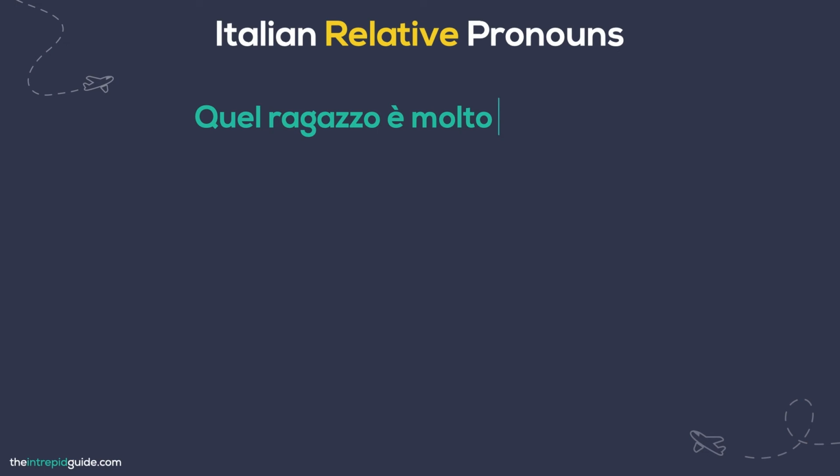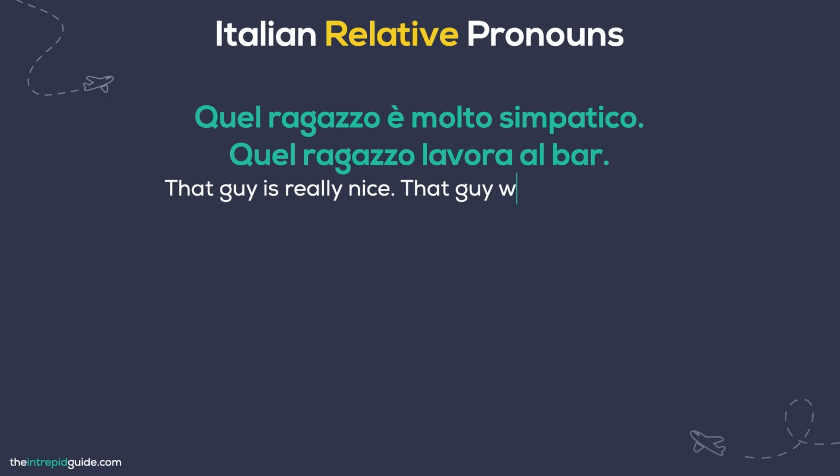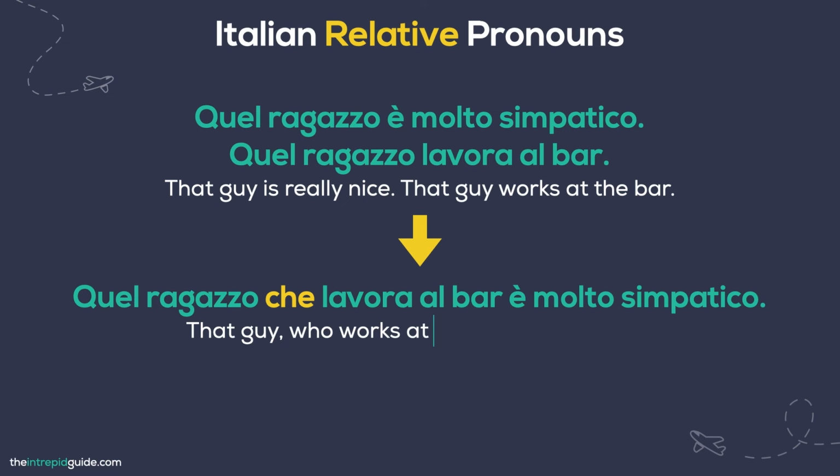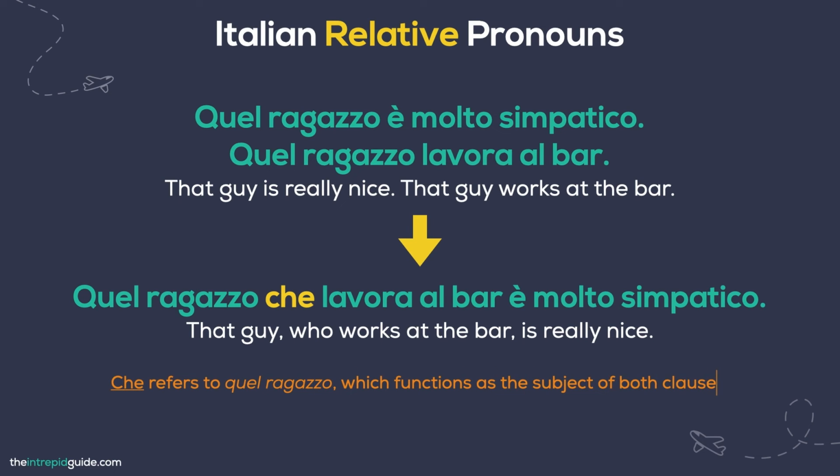Now let's take a look at some example sentences. Quel ragazzo è molto simpatico. Quel ragazzo lavora al bar. That guy is really nice. That guy works at the bar. Becomes, Quel ragazzo che lavora al bar è molto simpatico. That guy who works at the bar is really nice. In this case, che refers to quel ragazzo, which functions as the subject of both clauses.